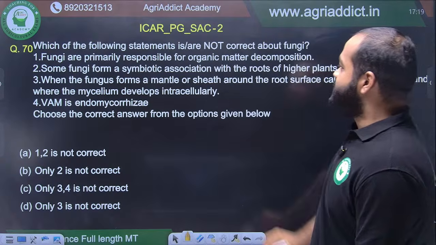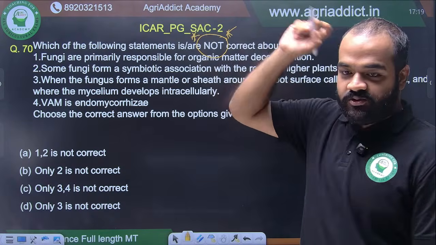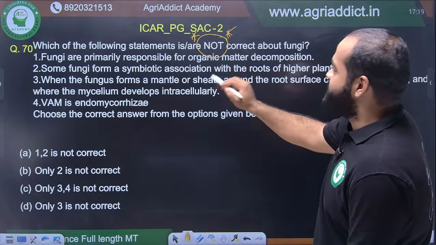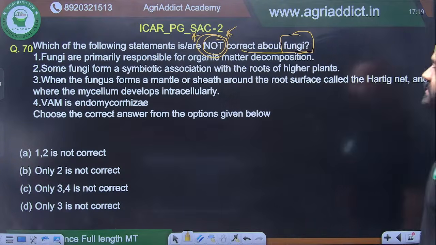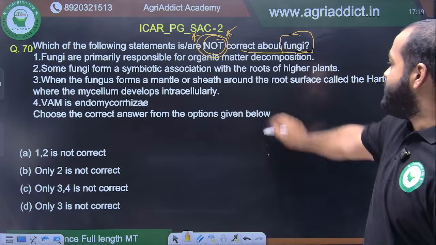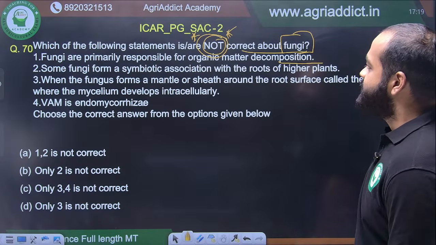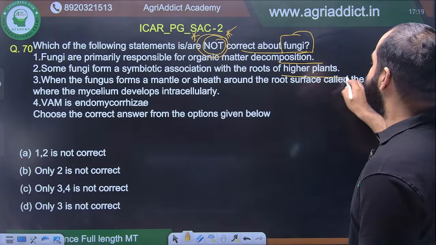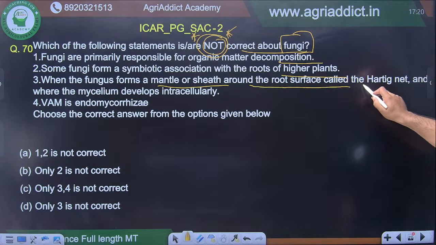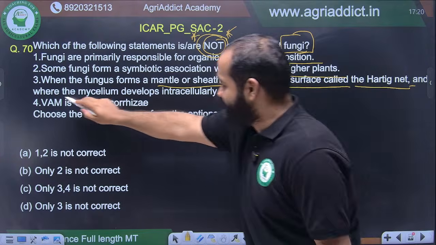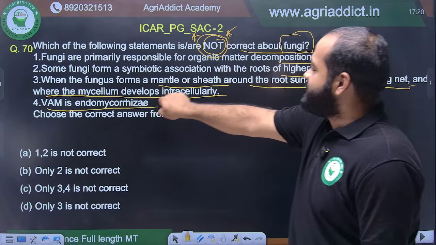Which of the following statements are not correct about fungi? Be very careful with reading the question. When reading the question, pay attention to the keywords. Okay, let's read the statements. Fungi are primarily responsible for organic matter decomposition. Some fungi form a symbiotic association with the roots of higher plants. When the fungus forms a mantle or sheath around the root surface, it is called Hartig net, and where the mycelium develops intracellularly, vesicular arbuscular mycorrhiza, VAM, is endomycorrhizae.